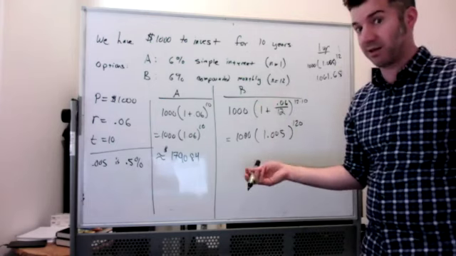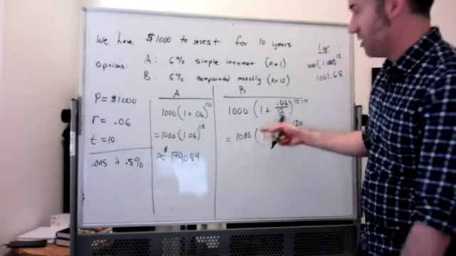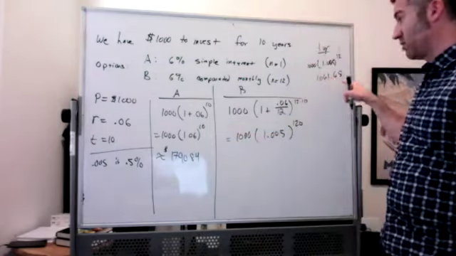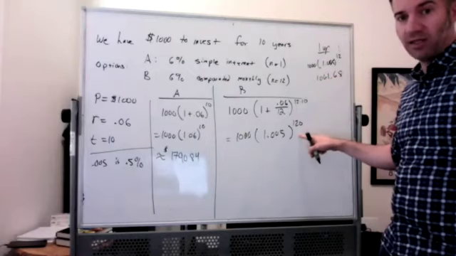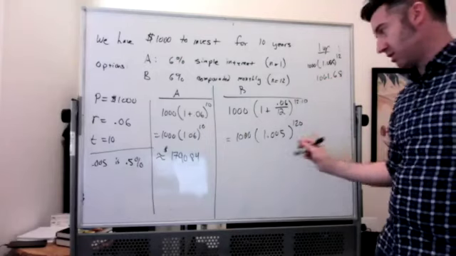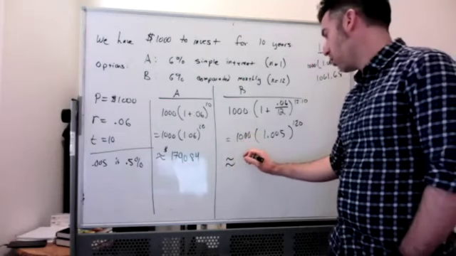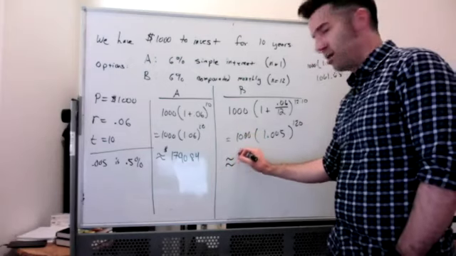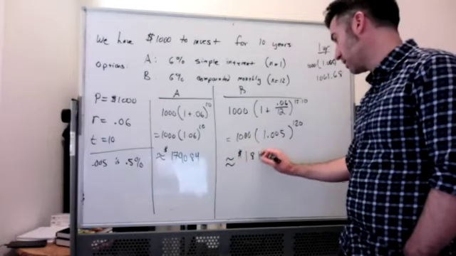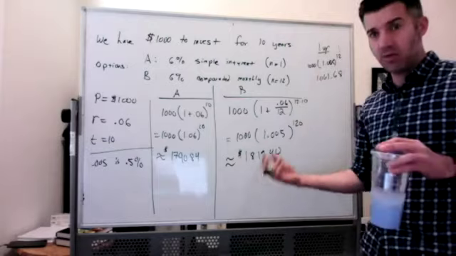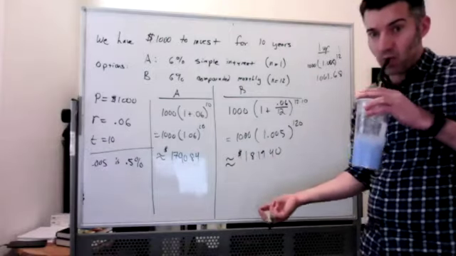And that's going to compound. Here, after 1 year, you'd have $1,060. Here, after 1 year, you have $1,061.68. So then if we do this calculation, throw this all into the calculator, we get that it's approximately equal to $1,819.40. Again, not a huge difference, but there is a difference.